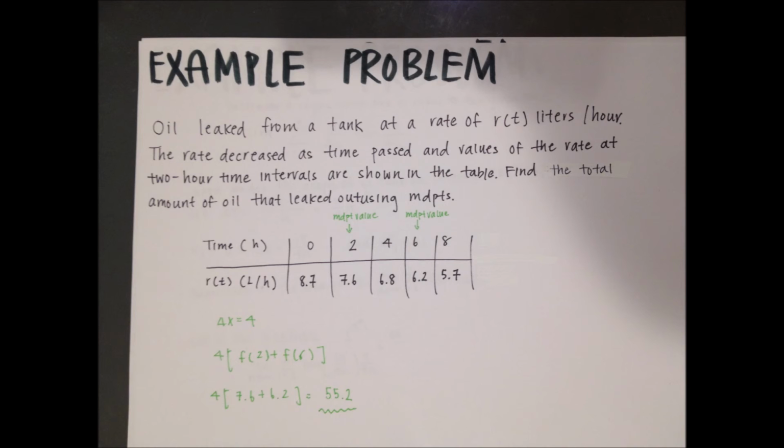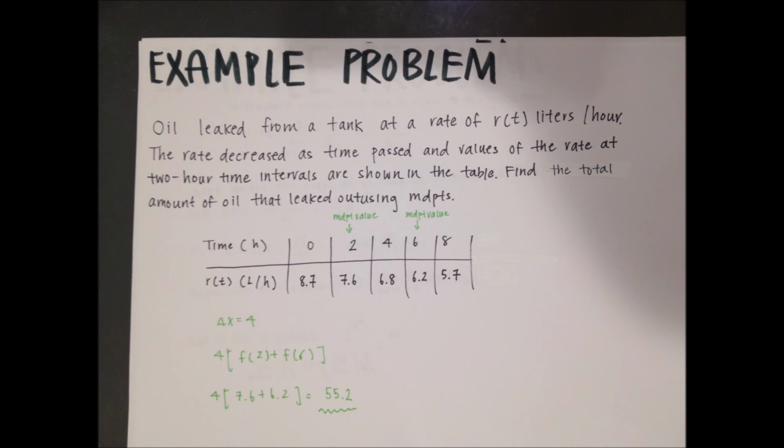In the table, the x values are the time in hours, and the R of t values are liters per hour. By using midpoint values, we can see that x equals 2 and x equals 6 are the midpoint values, because 2 is the midpoint from 0 to 4 and 6 is the midpoint from 4 to 8. Thus, delta x is 4, and f of 2 and f of 6 will be our heights. F of 2 is 7.6 and f of 6 is 6.2.